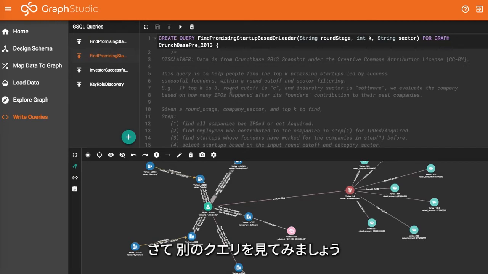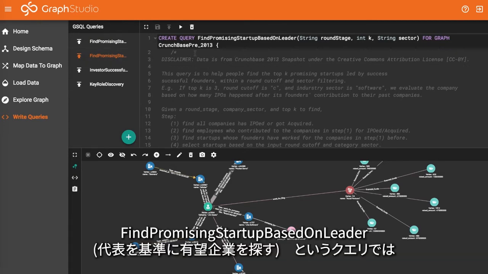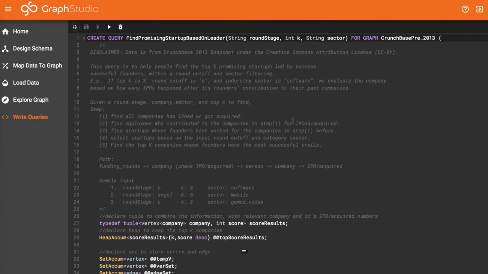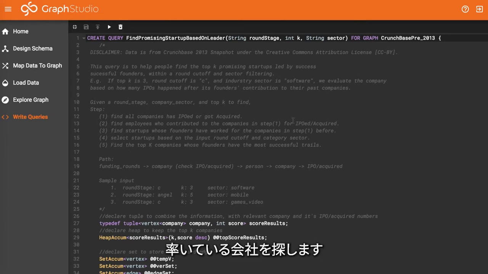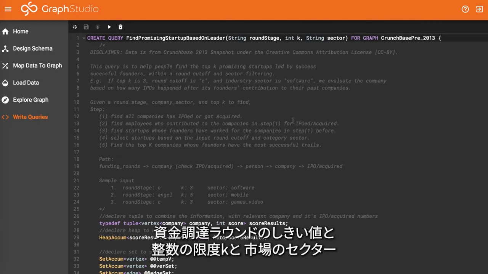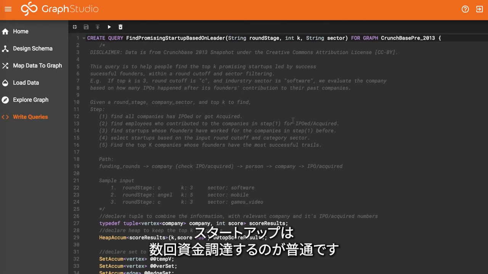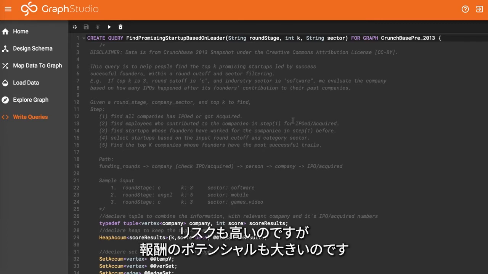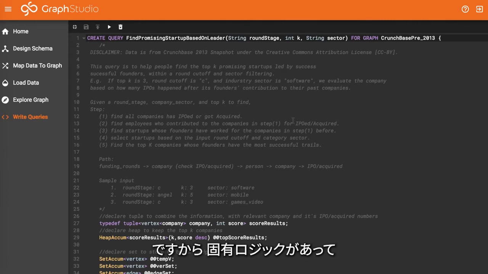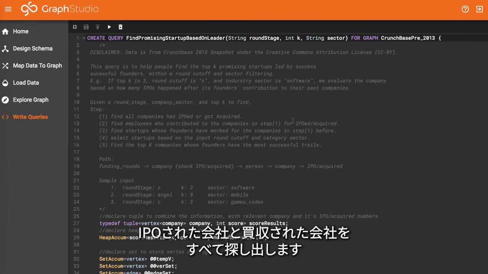Okay, so now we're going to look at a query, find promising startup based on leader. In this query, we are looking to find startups who are led by someone who has had past success with startup companies. There are 3 input parameters: another funding round threshold, an integer limit k, and a market sector. Startups typically have several rounds of investment funding. A company that is still in the very early rounds is riskier, but the potential rewards are greater. So here's the specific logic for this query. First, we find all companies who have had an IPO or who have been acquired.